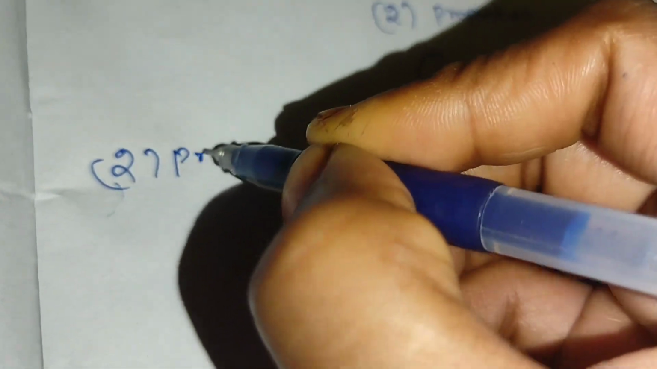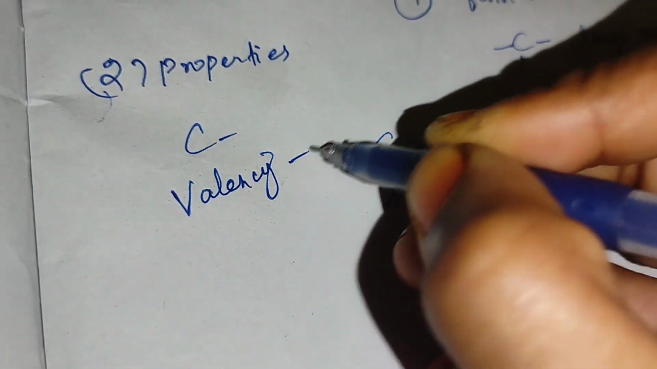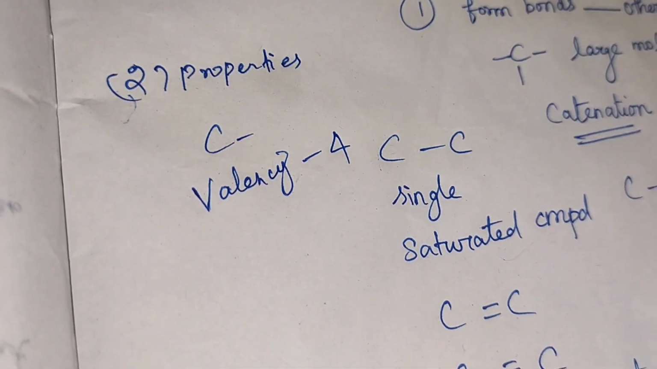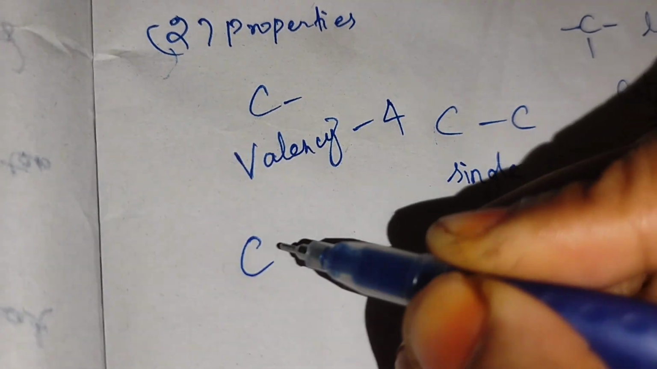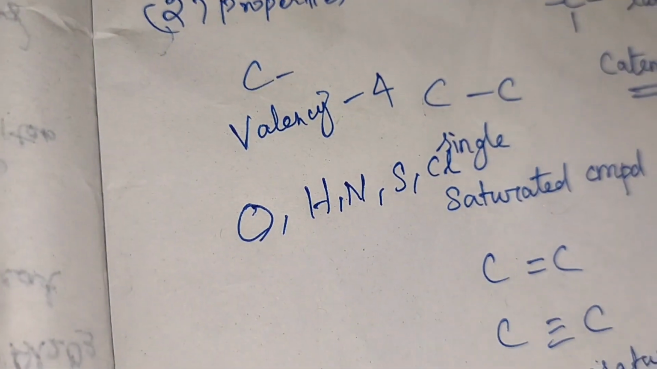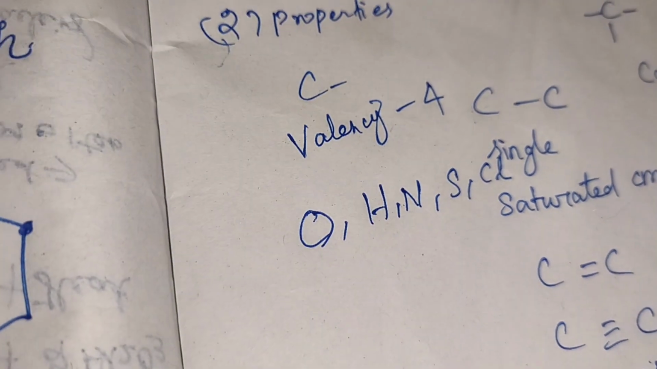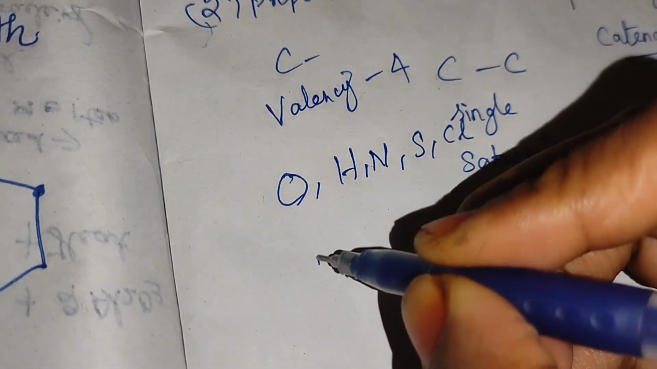Now the second property. What does the second property mean? Carbon valency is 4. So it will bond with 4 other atoms. For example, it will bond with oxygen or hydrogen or nitrogen or sulfur or chlorine, anything. So these bonds are very strong. The carbon atom bonds are very strong.